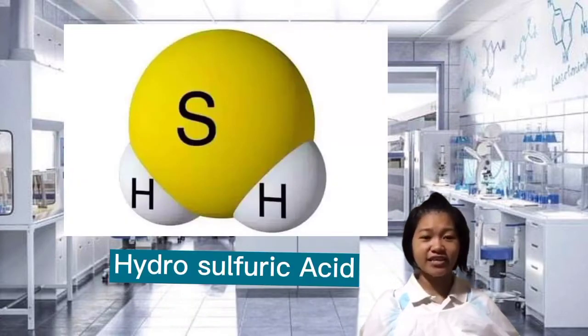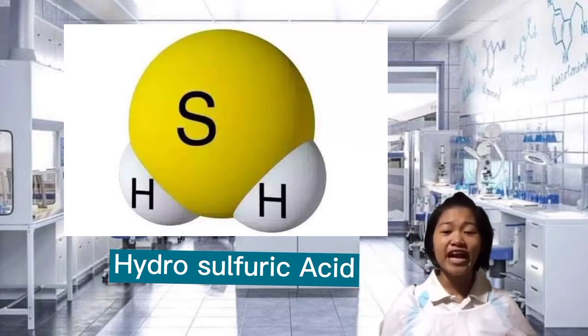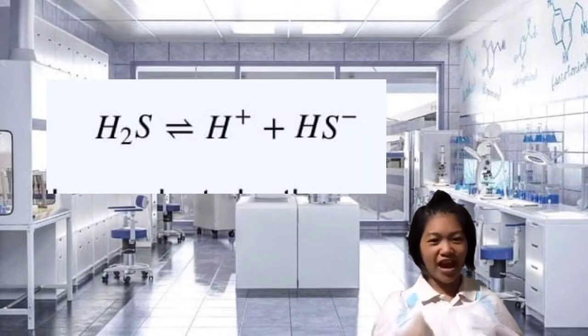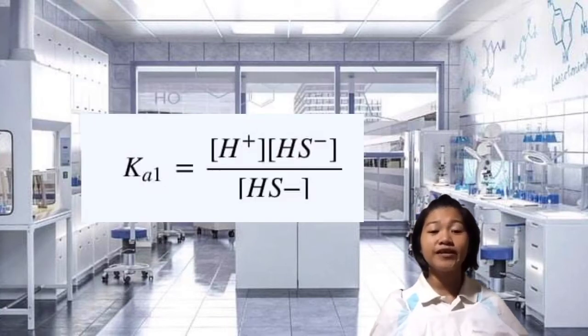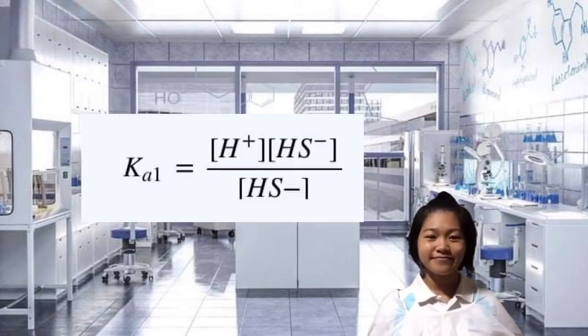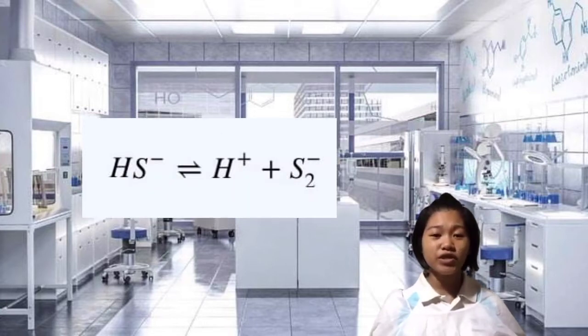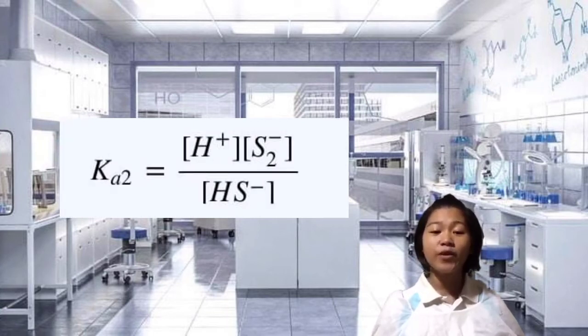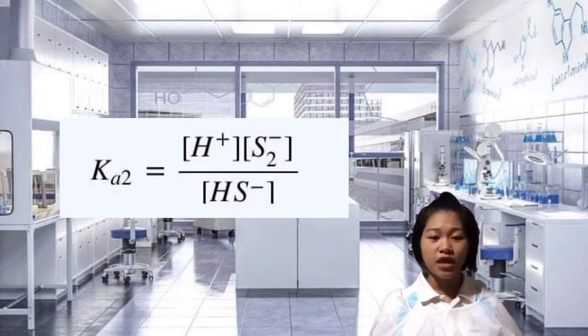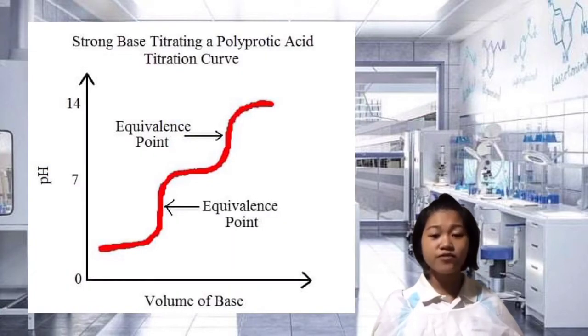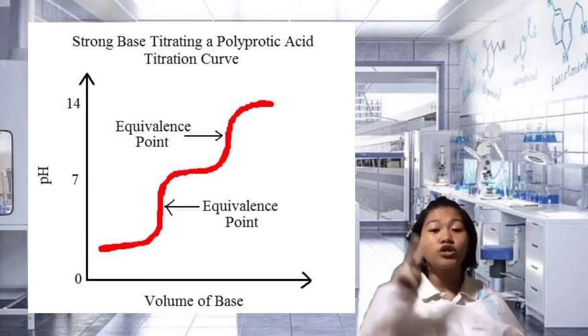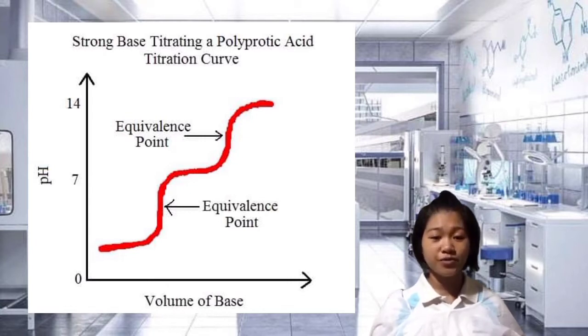We have an example, hydrosulfuric acid. To find K1 of hydrosulfuric acid, we must first write the reaction, then divide the products by the reactants. To find K2, we start with the second reaction. Just like when finding K1, we need to write the products over the reactants. From these reactions, we can observe that it takes 2 steps to fully remove the H plus ions. This also means that this reaction will produce 2 equivalence points, or stoichiometric points.